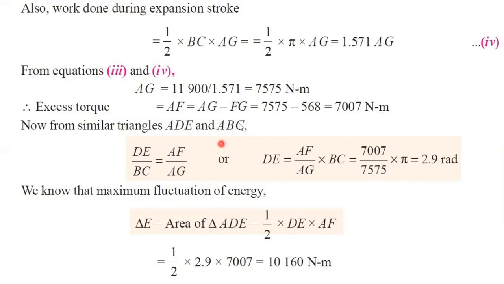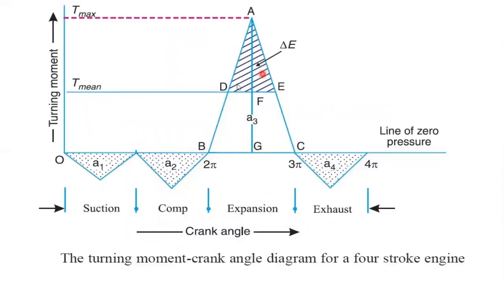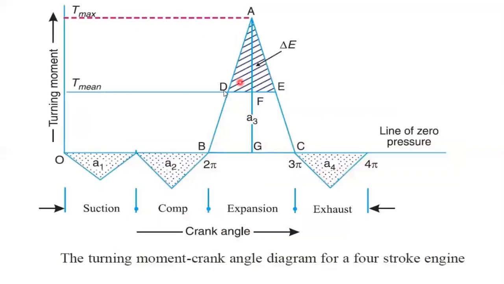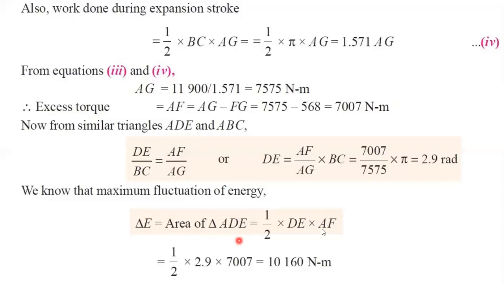Now we need to determine the maximum fluctuation of energy, means we need to know the value of DE. For that, we're going to use similar triangles. So DE by BC equals AF by AG. With this, we can keep DE alone on the left hand side and take everything to the right hand side, and you'll be getting 2.9 radians. Now the maximum fluctuation of energy is half into base DE into height AF. DE value we just now got and AF we know. So once you substitute, you'll be getting one value.